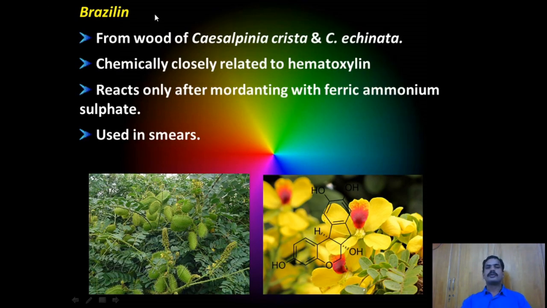The first example of a natural dye is Brazilin. It is obtained from the wood of two species of Caesalpinia, Caesalpinia crista and Caesalpinia echinata, and it is chemically closely related to hematoxylin. This reacts only after mordanting with ferric ammonium sulfate, and it is mainly used in the preparation of smears.